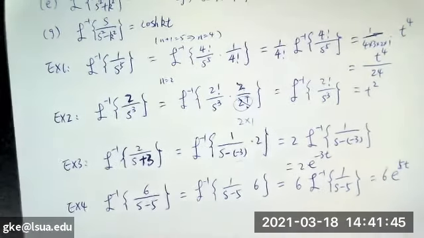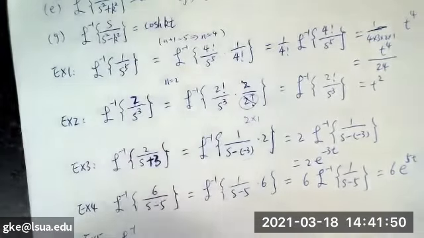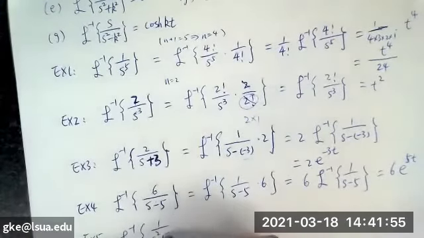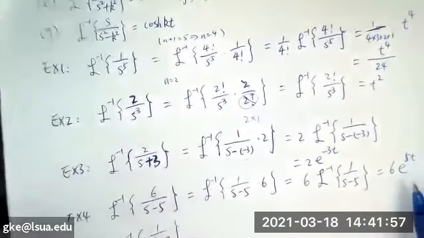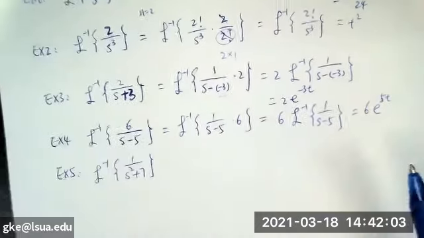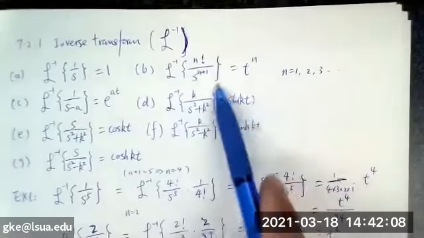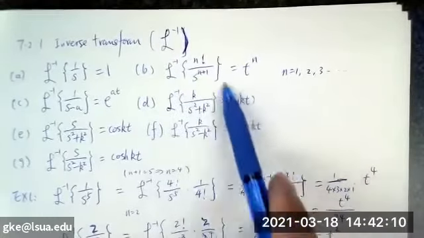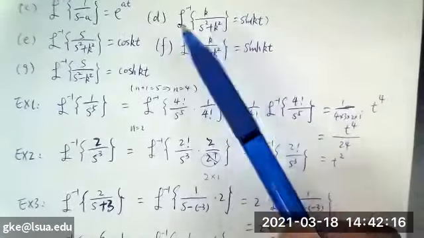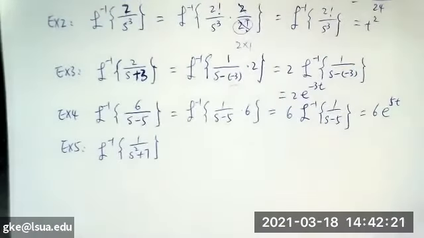Now let's try the next example. This guy: 1 over s squared plus 7. And for this guy, corresponding to this formula, be careful, you need to find what is k. Try it by yourself first.